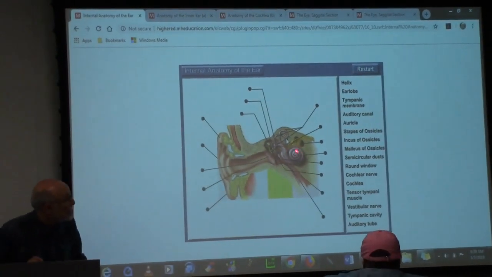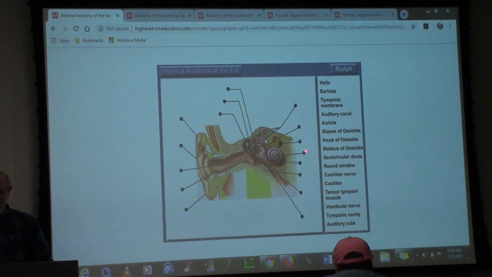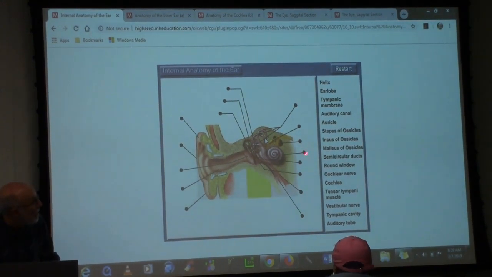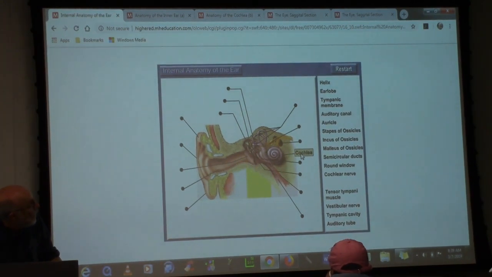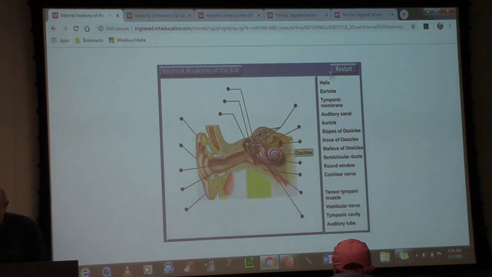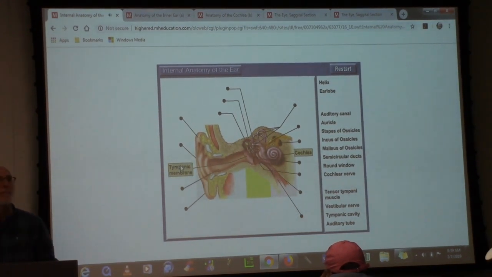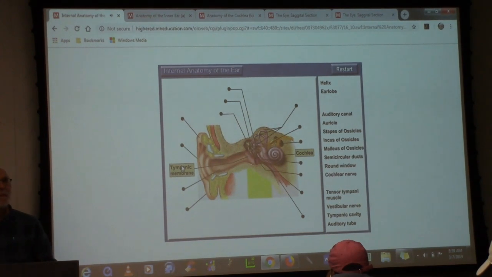You point to a structure, point to a button, and then tell me what word I should put there. Cochlea. That's the tympanic membrane. Yes, it is. Oh, what did I get? Tympanic cavity. I missed this lecture, so rest of your low. Yeah, good.